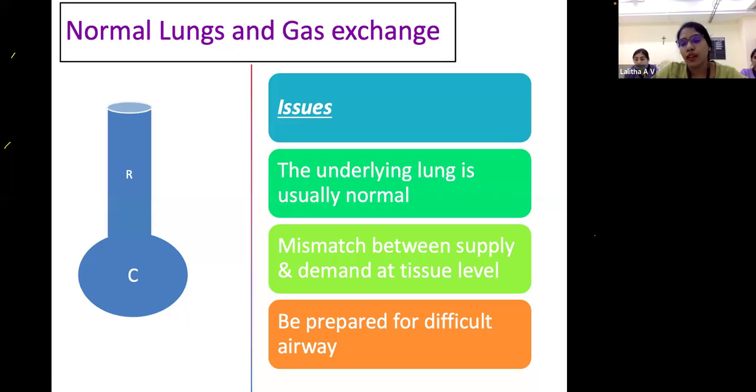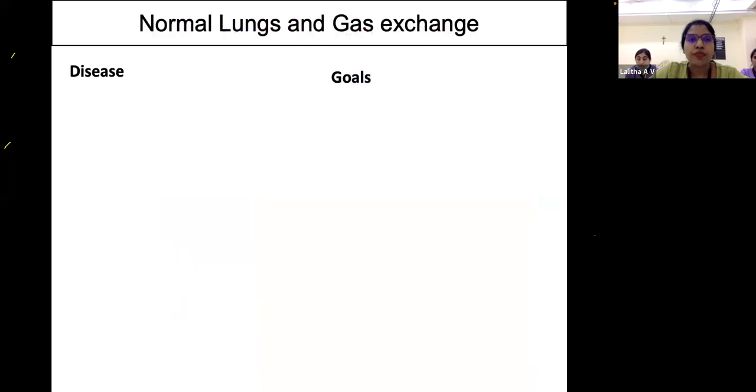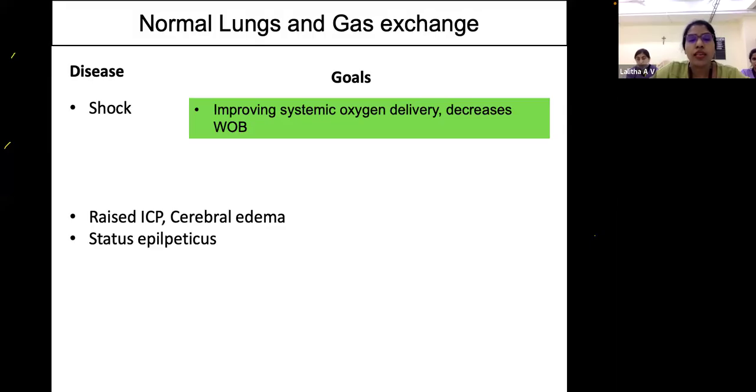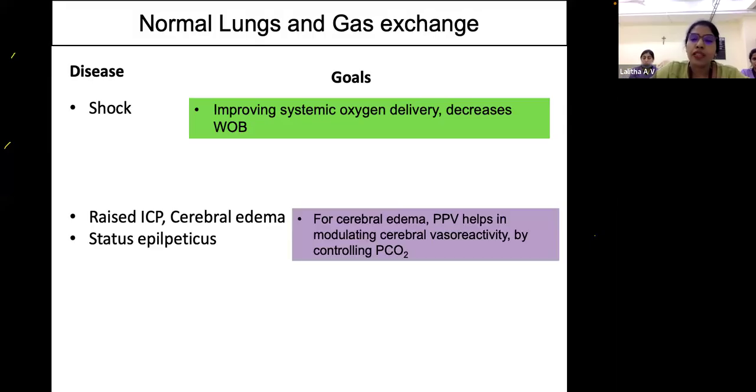It could be a physiological or an anatomical difficult airway. So what are the goals of mechanical ventilation in such patients? If it is shock, you will be ventilating to improve the oxygen delivery and decrease the work of breathing. In case of a neurological cause like status epilepticus or raised ICP, PPV, that is positive pressure ventilation, helps in modulating the cerebral vascular reactivity. We can have a tight control of PaO2, that is oxygen, as well as PCO2, which is very, very important. And any variation in this can cause ICP surges.